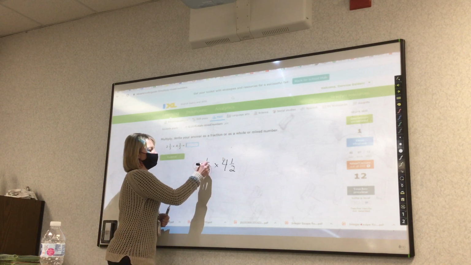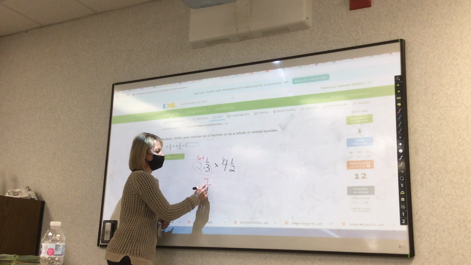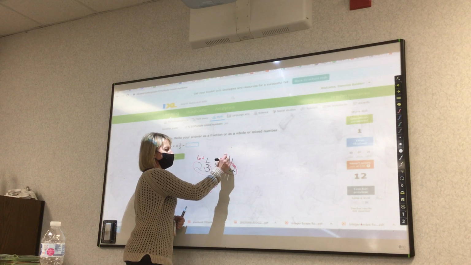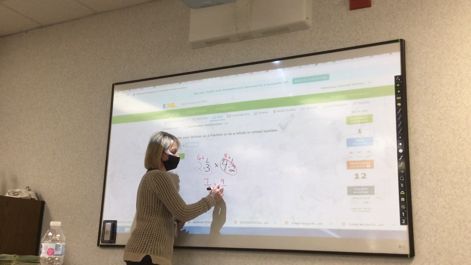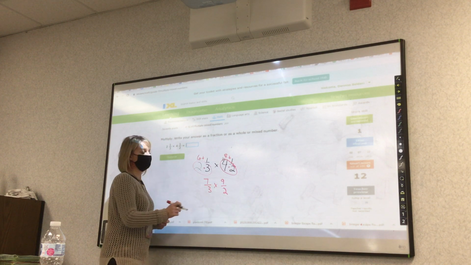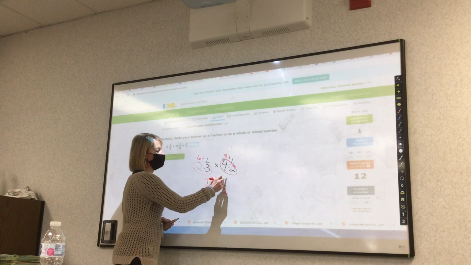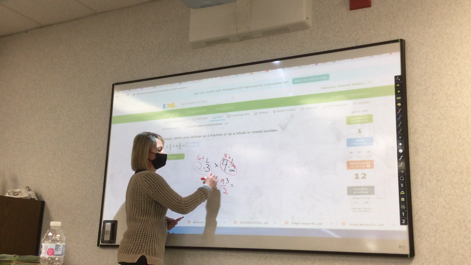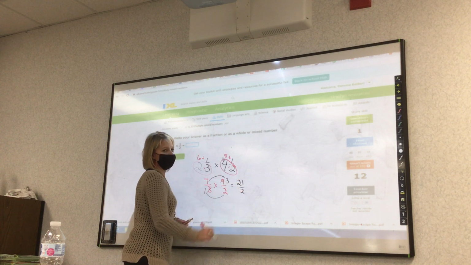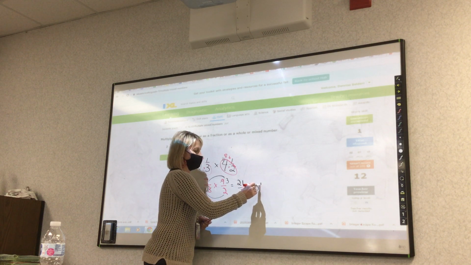2 times 3 is 6 plus 1 makes 7. So I have 7/3 times 4 times 2 is 8 plus 1 is 9 over 2. Can I reduce? Yes, the 9 and the 3, by 3. That becomes a 1, this becomes a 3. Then 7 times 3 is 21, 1 times 2 is 2. 21 divided by 2 is 10 and 1/2.